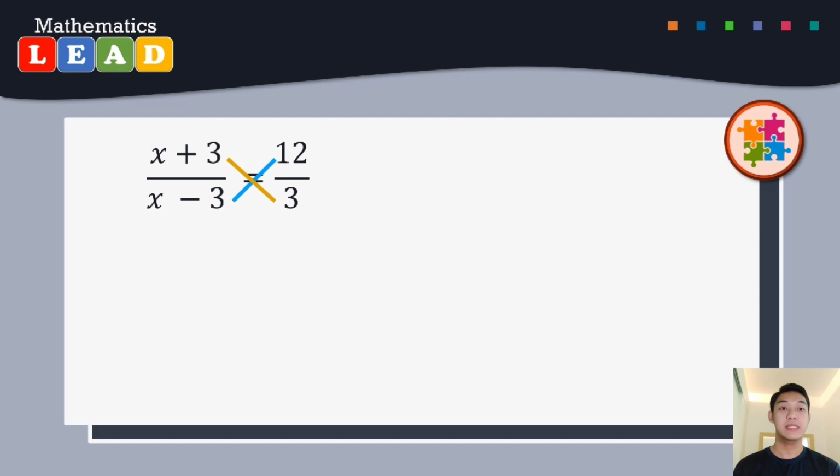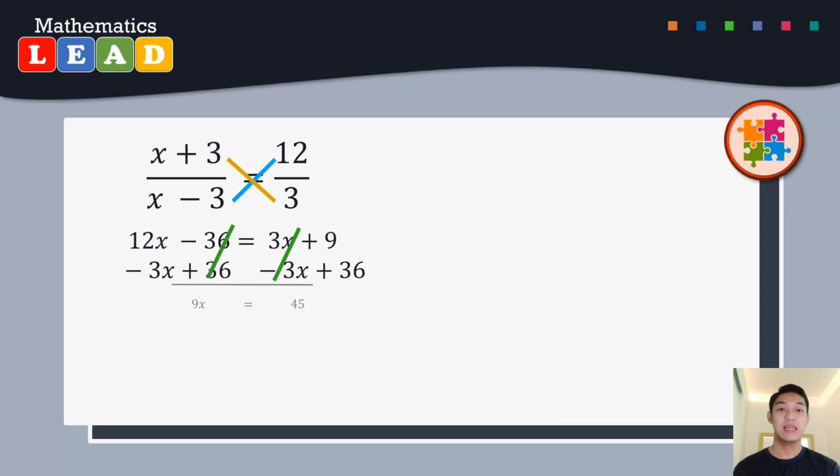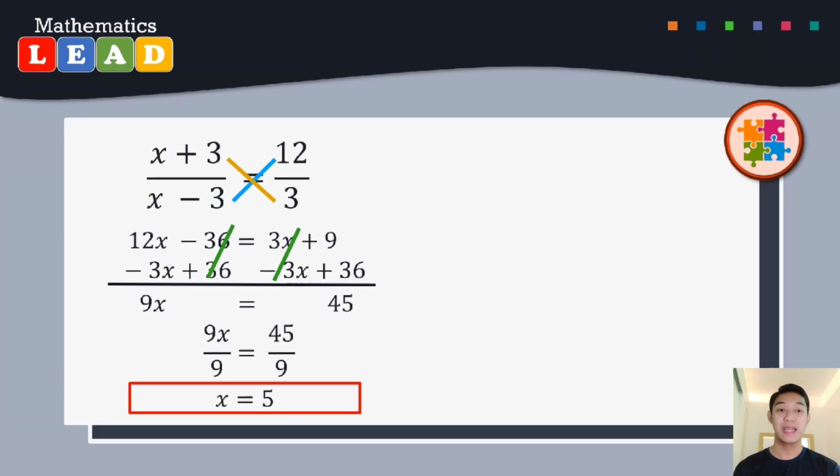So 12 times x minus 3 is 12x minus 36. And 3 times x plus 3, that's 3x plus 9. Now, let us subtract both sides by 3x, and let us add 36 to both sides. 12x minus 3x is 9x. 9 plus 36 is 45. And 45 divided by 9 is 5. So x is equal to 5.